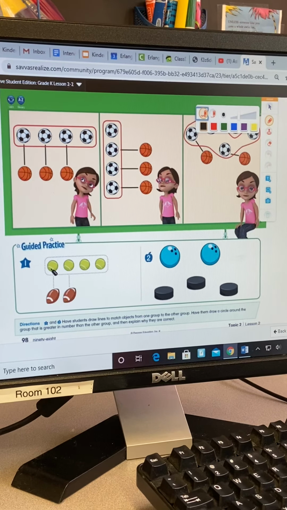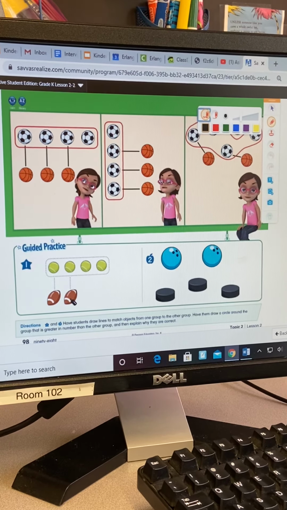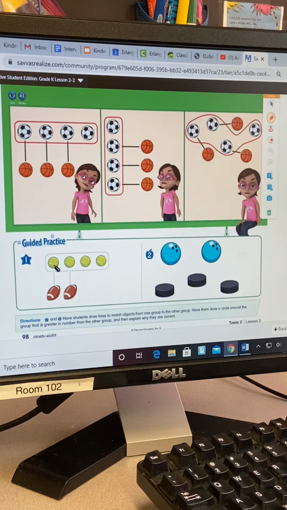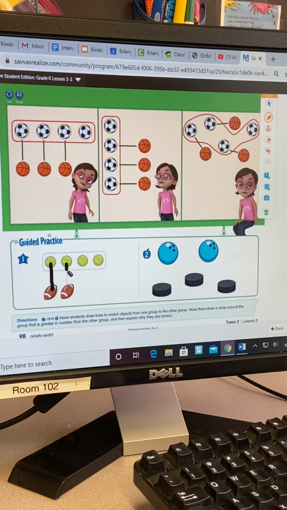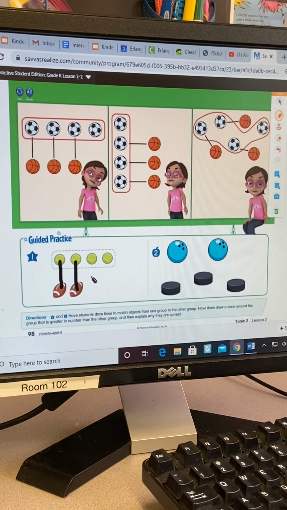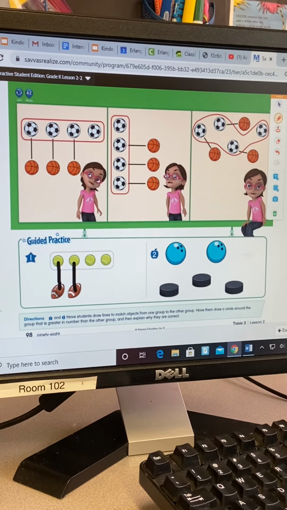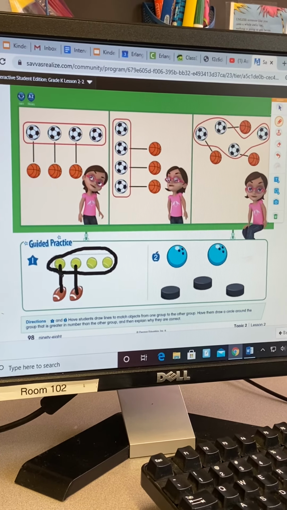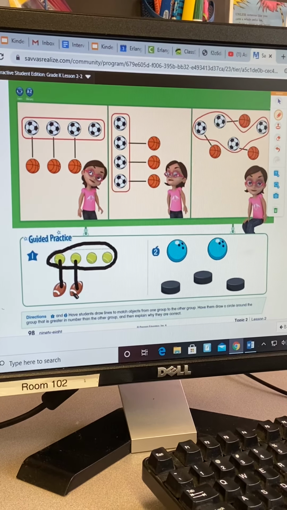Okay. So I have some tennis balls and I have some footballs. So what I'm going to do is I'm going to match my groups. So I'm going to draw a line from my tennis ball to the football, tennis ball to the football. And I notice I don't have any more footballs to connect. So this tells me since I have 2 more tennis balls than I do footballs, I'm going to circle the tennis balls because I have a greater number of tennis balls than I do footballs.